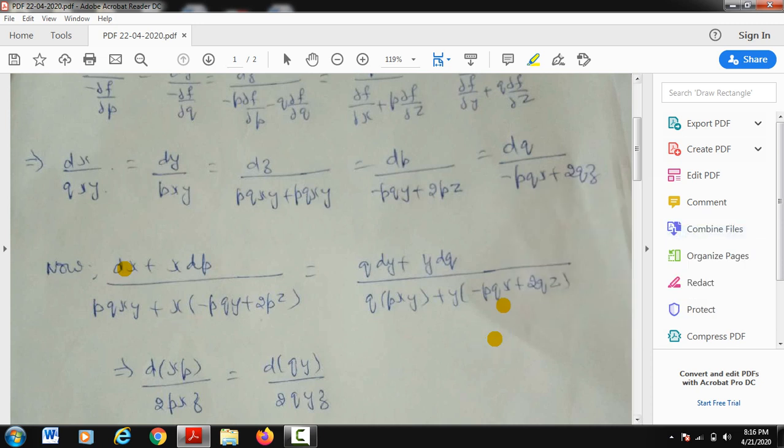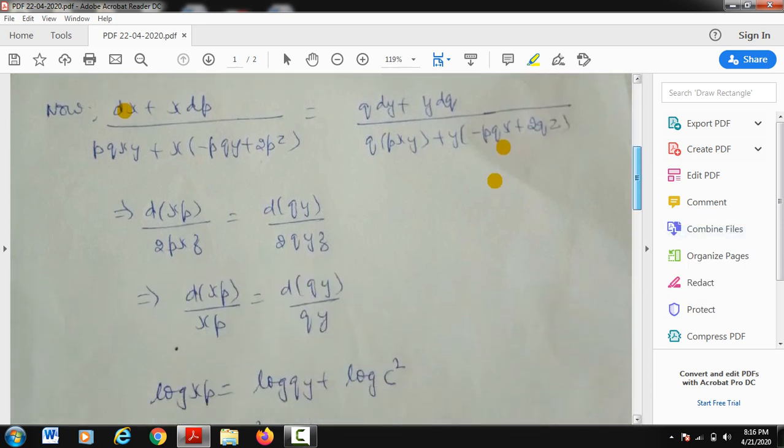Okay, so the next thing that I am going to discuss is simplifying. I am getting pqxy plus x minus pqy plus 2pz. Then it is q pxy plus y minus pqx plus 2qz. Okay, after that what will you do? When you simplify it, the above factor p into dx, I forgot to write p over here, so students please be attentive over here. You have to write p over here.